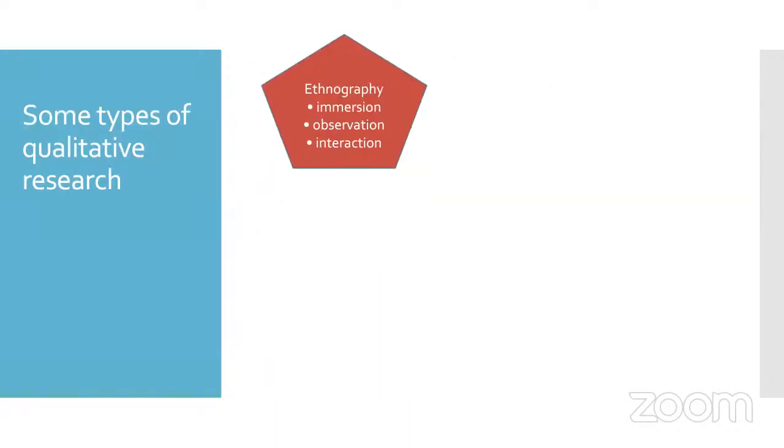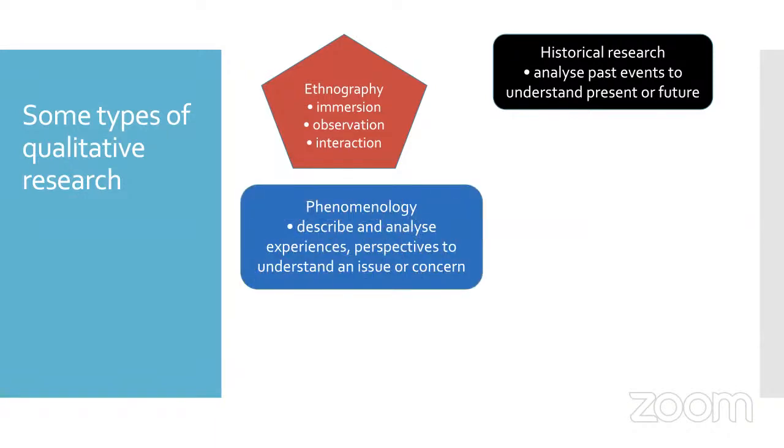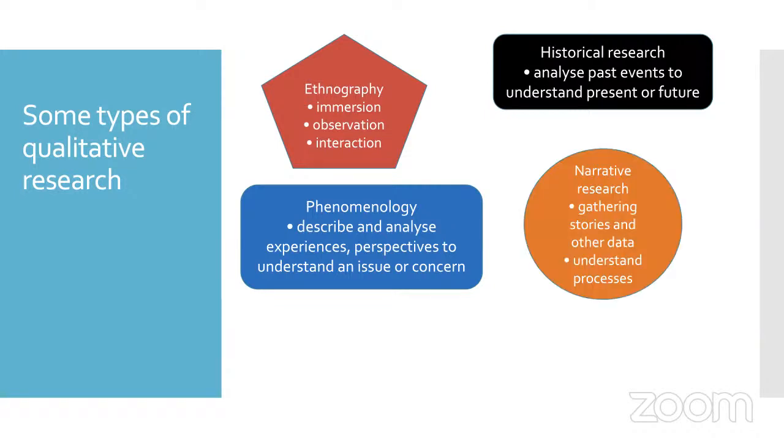So let's have a look at some types of qualitative research. This is not an exhaustive list, but ethnography is one type. This is one that you might typically think about when one's doing anthropology, applying an anthropological lens. So an anthropologist would immerse themselves in a community, they would observe and interact, and would be able to draw conclusions about that community or around their research questions. Historical research, looking at the past to try and understand the present or future. Phenomenology, so it's really describing and analyzing experiences or opinions or perspectives to understand an issue or concern. This is quite a common approach to qualitative research. Narrative research, which is gathering stories and other data from people and then using those stories to understand processes.